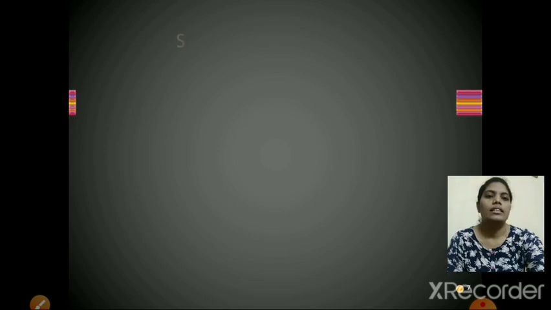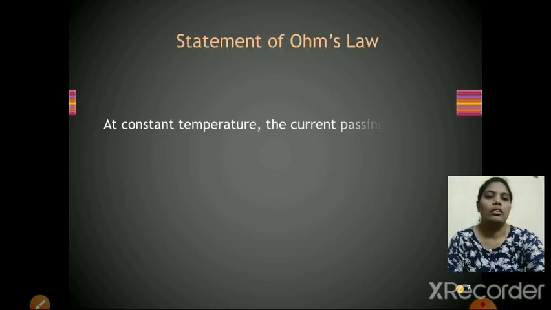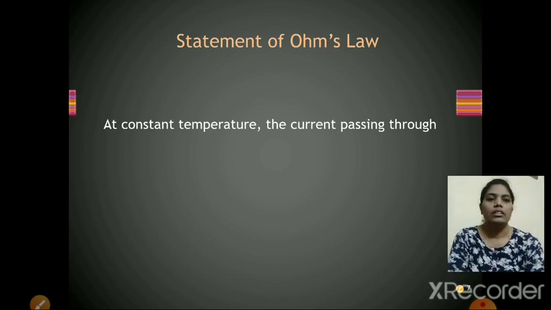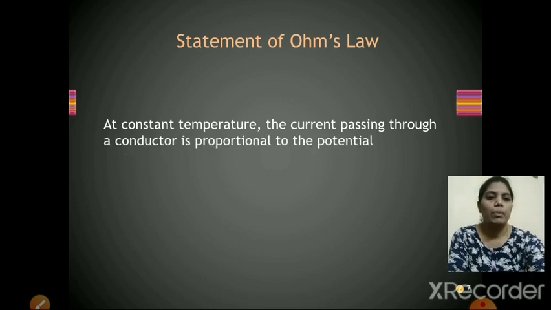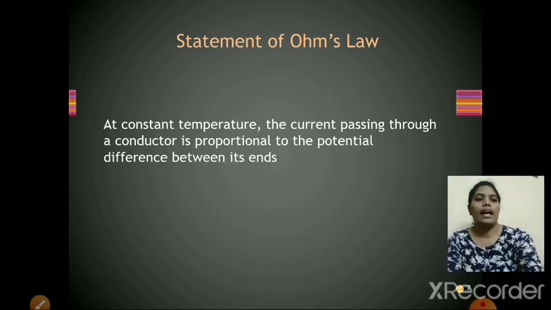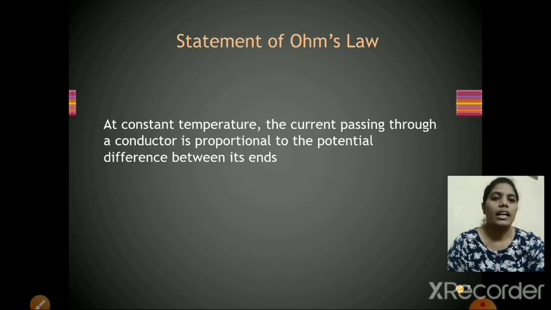Now let us learn what is the statement of Ohm's law. A very important statement. At constant temperature, the current passing through a conductor is proportional to the potential difference between its ends. Now if we consider a conductor which has both ends, if there is potential difference at both the ends, then the current passing through it is proportional to this potential difference at constant temperature.